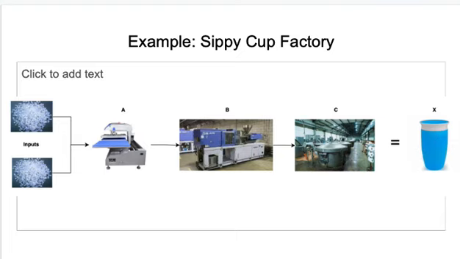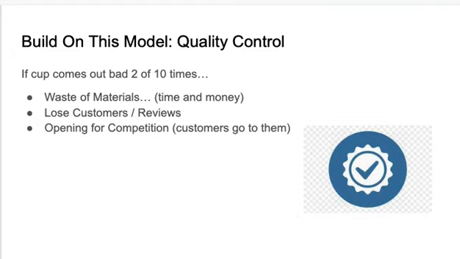So that's the gist. Now let's add some things to this model, because this will apply to your business. What if it's not consistently perfect? What if you run this factory and you notice that at the end result, 2 out of 10 times, 20% of the time, it comes out wrong? Well, that's a waste of material, a waste of your time, your team's time, and of course your money. You lose customers, you lose reviews because the 2 that got it are going to say that was not great. And you're opening up for the competition to come in. Of course, you don't want to lose out, so you want to fix the problem.